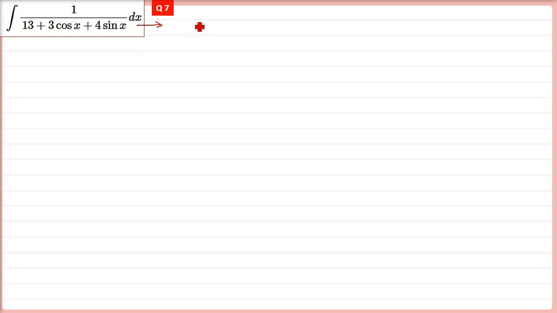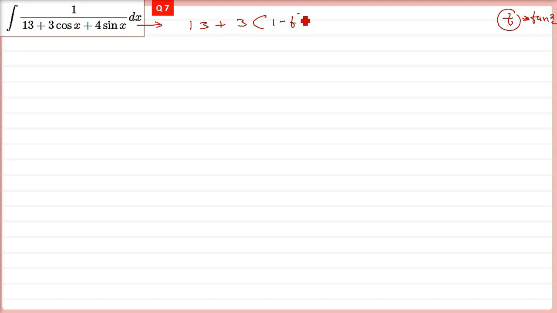I am taking the denominator right now. So this will be 13 plus 3 cos x. In place of cos x, replace it by the tan x by 2 conversion. I am just writing tan x by 2 as t, just to make it easier for you to understand. It will be clearer and easily understandable also.